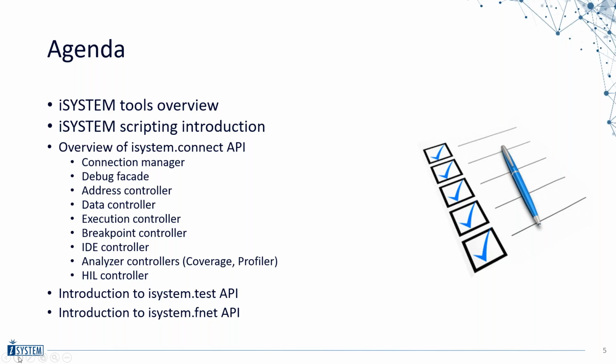Okay, hello once again. Welcome. Today's agenda will be, first, I will make a short introduction to our tools, iSystem tools. Then I will make a short introduction to scripting, what is our approach. And later I'll go step by step over some major controllers, managers, functionality of the API. At the end, I will also make a short introduction to the isystem.test API and also the isystem.fnet API. So let's start.